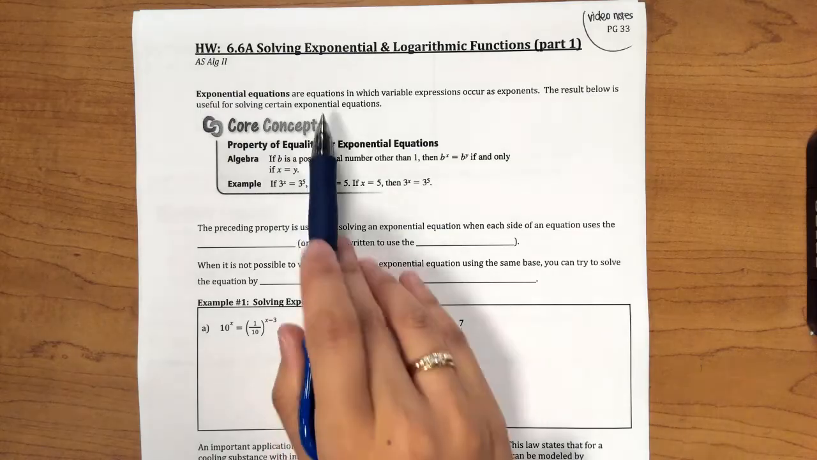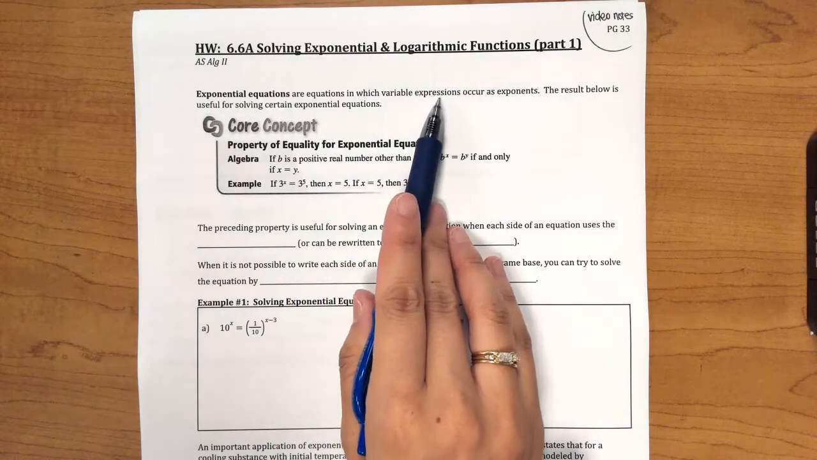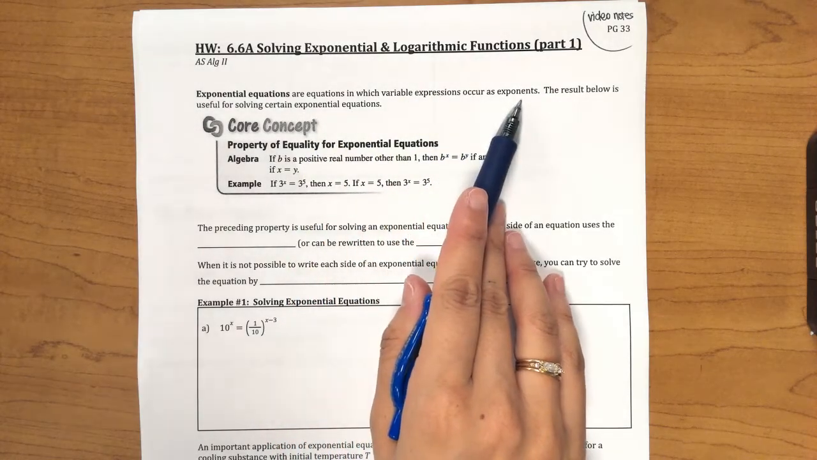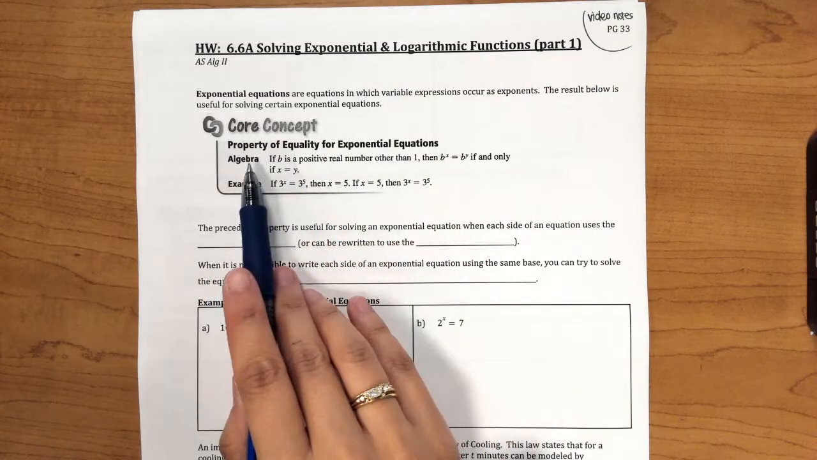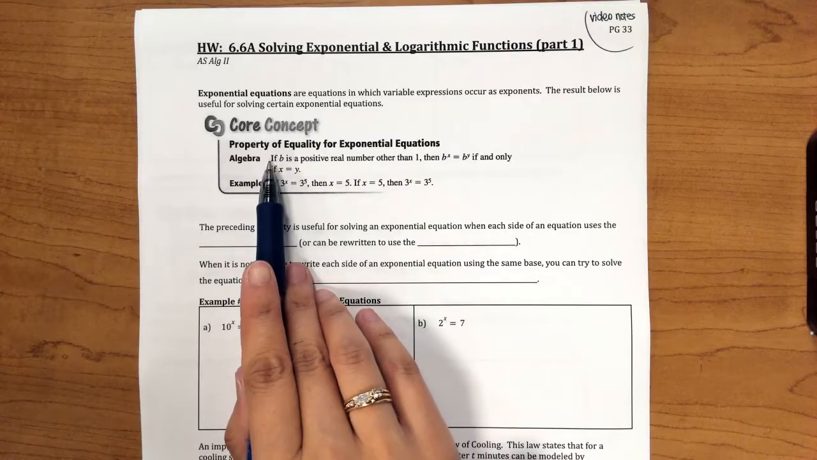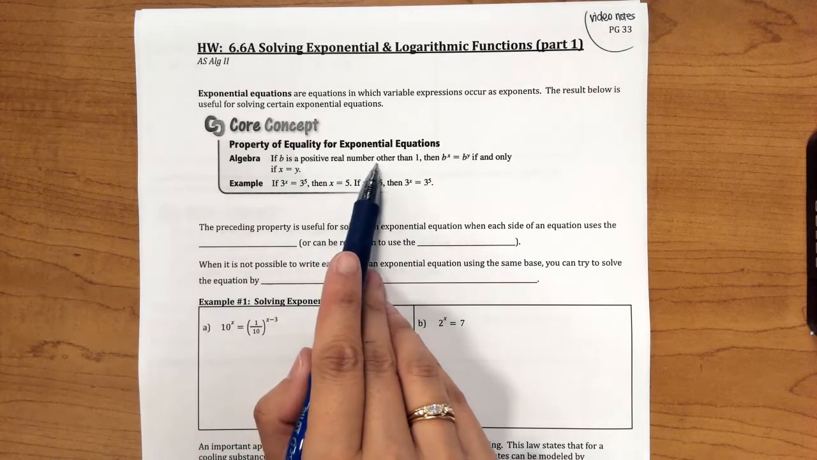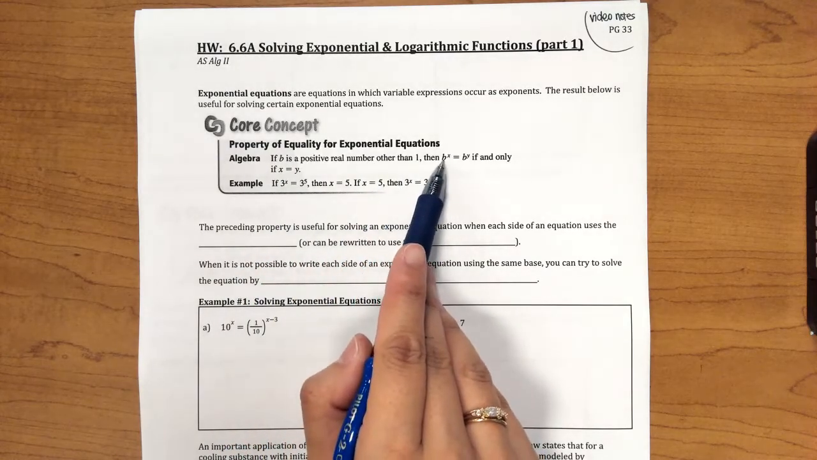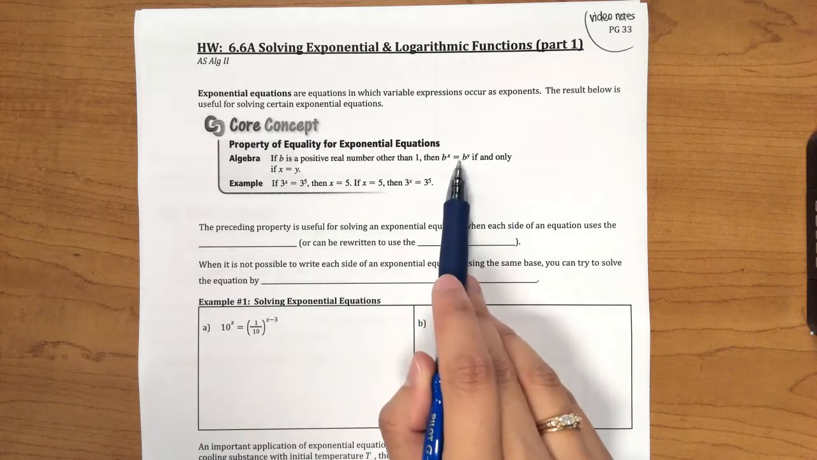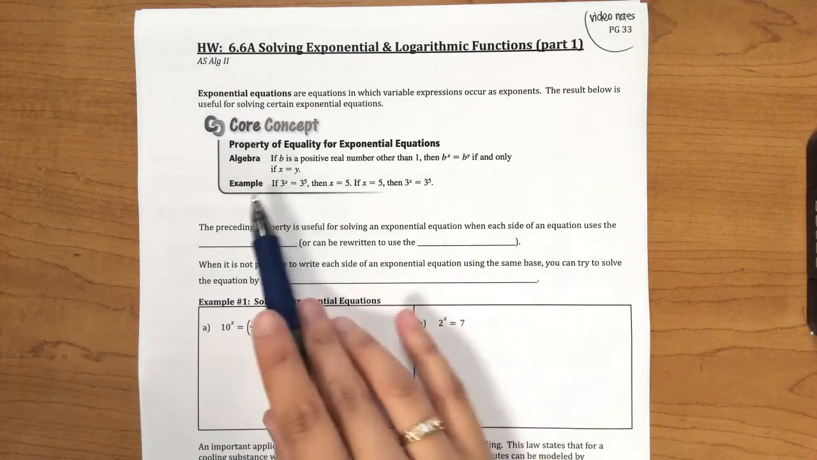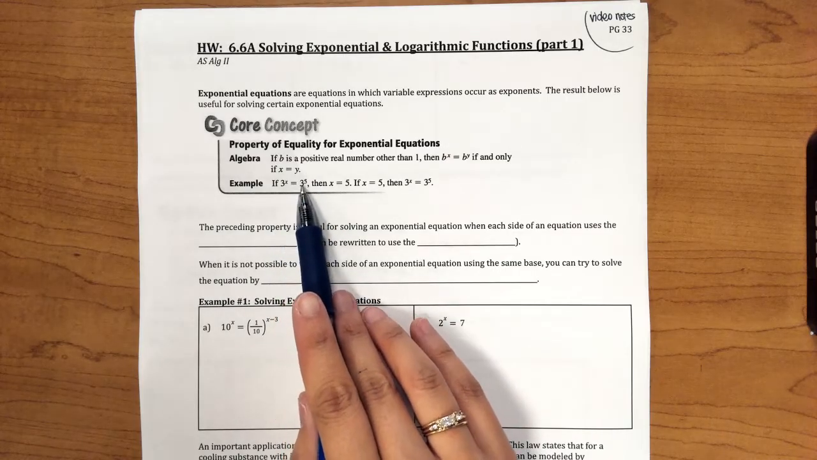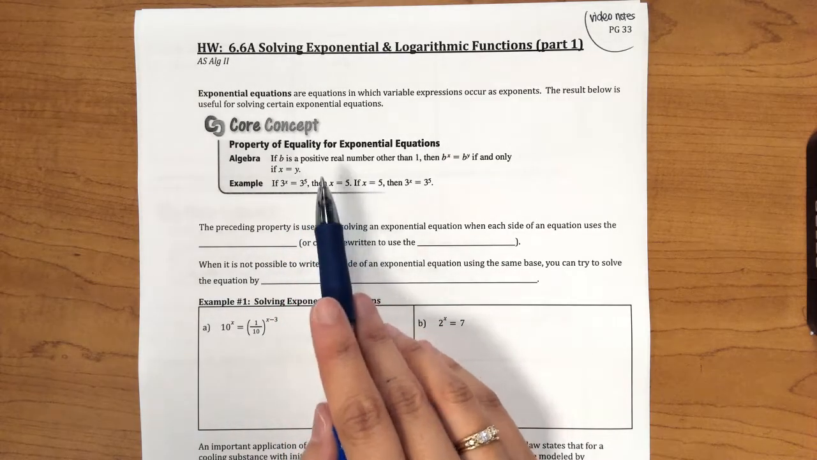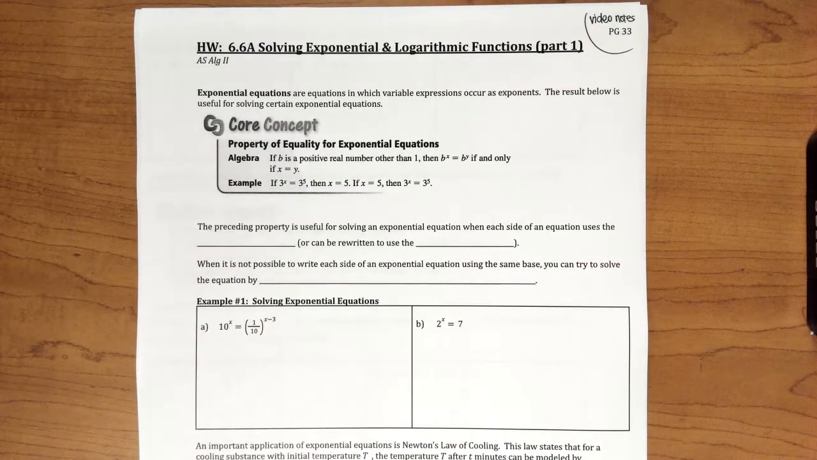Just a review that these are equations in which variable expressions are exponents, and the property of equality for exponential equations basically states algebraically, if b is a positive real number other than 1, right, we can't have a negative base, then b to the x equals b to the y if and only if x equals y. So what it's saying is that if 3 to the x equals 3 to the 5, then x equals 5. Let's shortcut all of that.